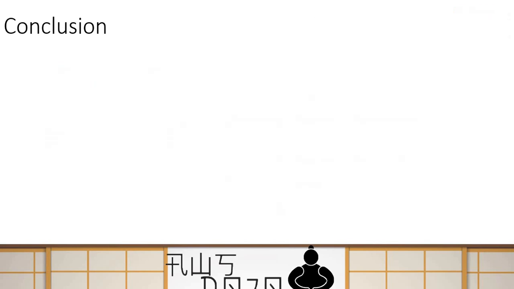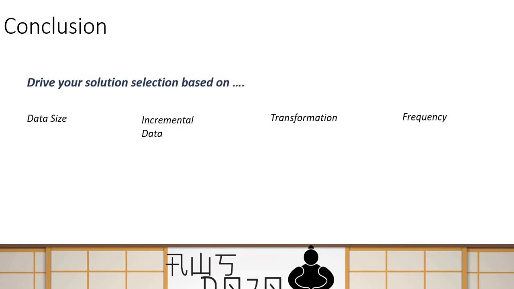So in conclusion, when you are selecting your solution for the platform, for the type of data source, try to make the selection based on data size, whether incremental data or one-time full data, transformation, and frequency. Performance is a given over here, security is a given over here. Try to make your solution selection based on these parameters. Don't make your selection based on cost only.